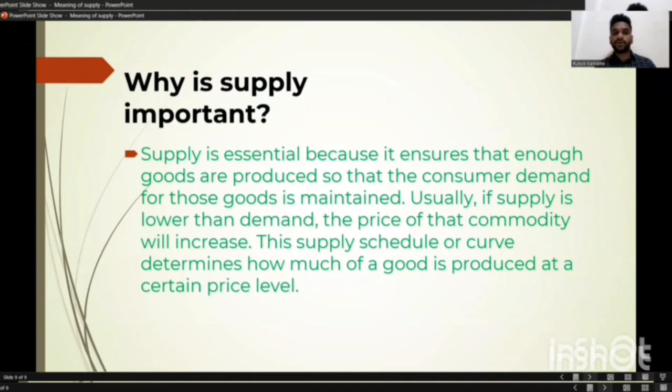Why is supply important? Supply is essential because it ensures that enough goods are produced so that the consumer demand for those goods is maintained. Usually, if supply is lower than demand, the price of that commodity will increase. The supply schedule or curve determines how much of a good is produced at a certain price level.